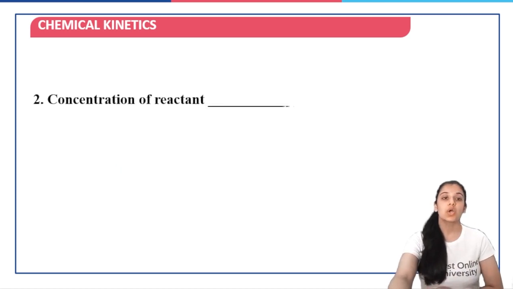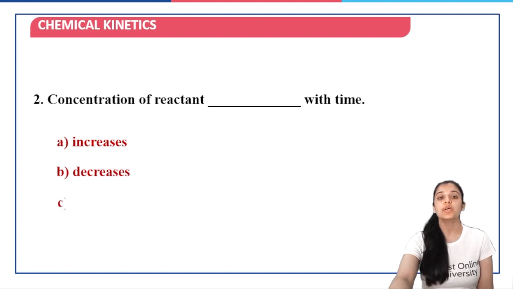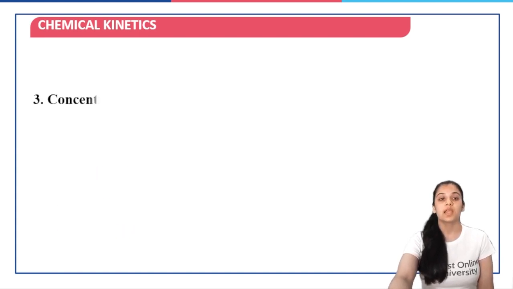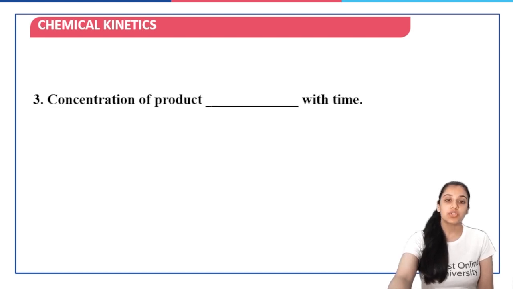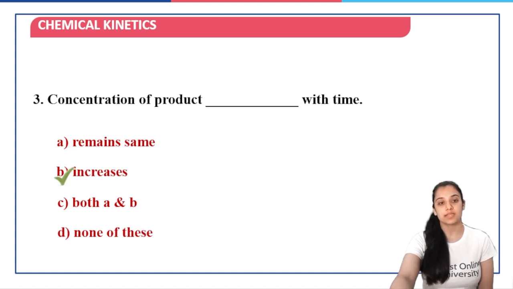Next question is concentration of reactant dash with time. So we know that reactants are getting consumed, so their concentration is going to decrease, and therefore option B is the right answer. Last question is concentration of the product dash with time. Since the products are going to be formed, their concentration will increase. So option B is the right answer.